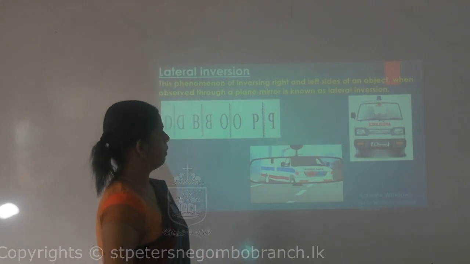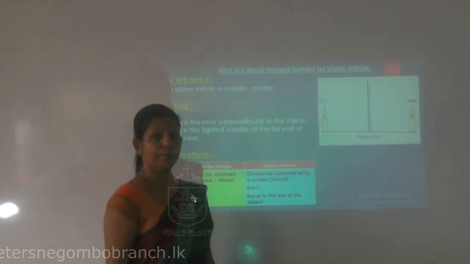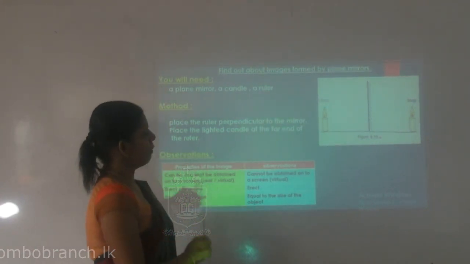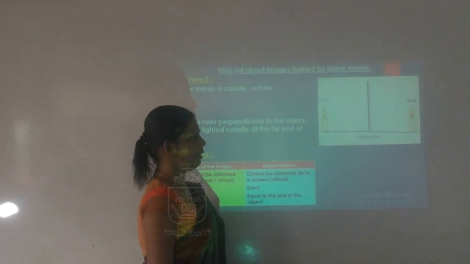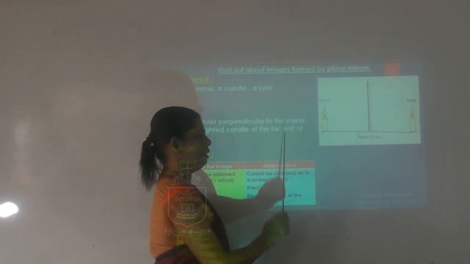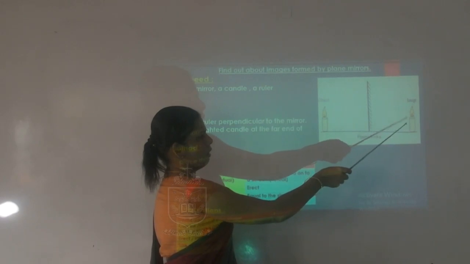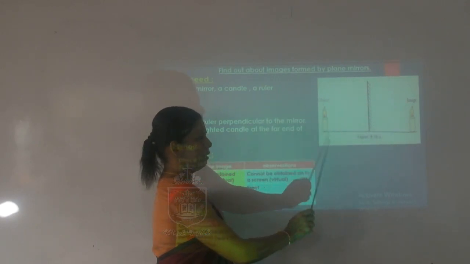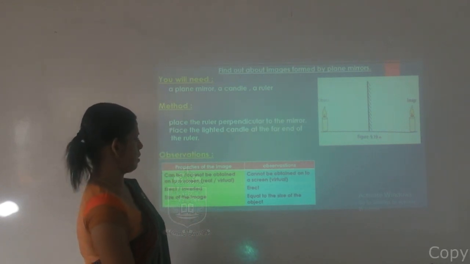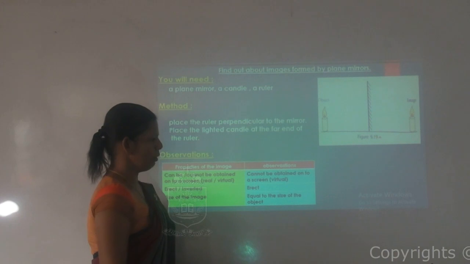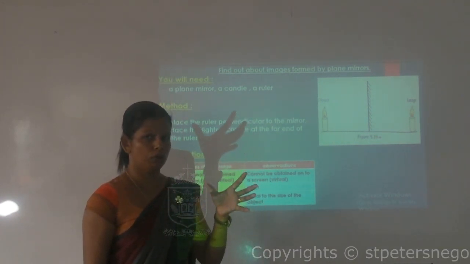Now we are going to talk about finding out about images formed by a plane mirror. How can we find out? You have to keep a plane mirror and keep a lighted candle in front of it. When you observe the image of that lighted candle through this plane mirror, you can see some features. Observation: it cannot be obtained onto a screen. That's a virtual image. We cannot obtain the image onto the screen.